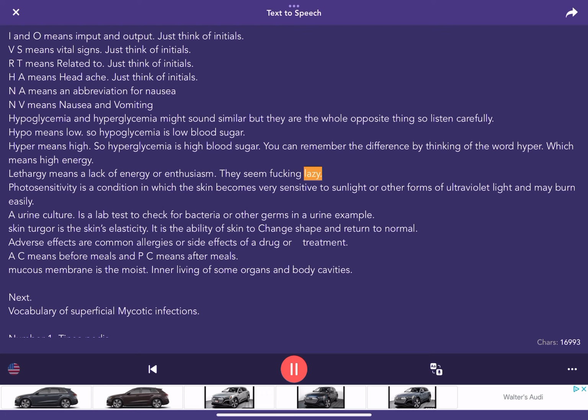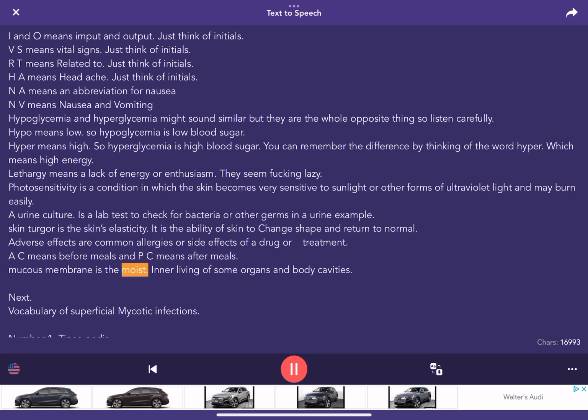They seem fucking lazy. Photosensitivity is a condition in which the skin becomes very sensitive to sunlight or other forms of ultraviolet light and may burn easily. A urine culture is a lab test to check for bacteria or other germs in urine. For example, skin turgor is the skin's elasticity. It is the ability of skin to change shape and return to normal. Adverse effects are common allergies or side effects of a drug or treatment. AC means before meals and PC means after meals.